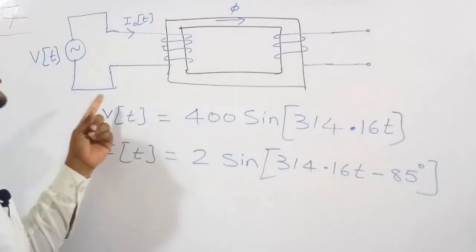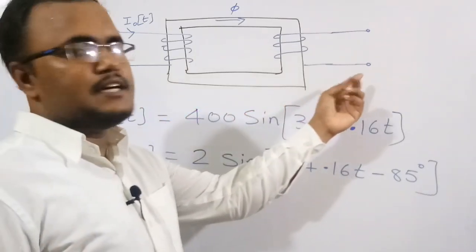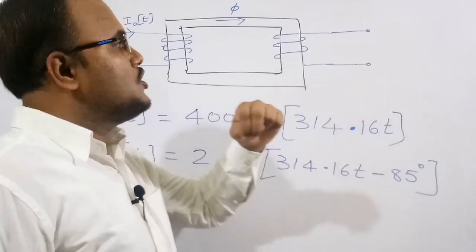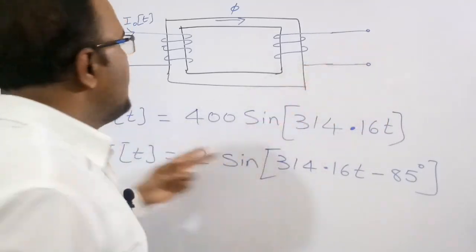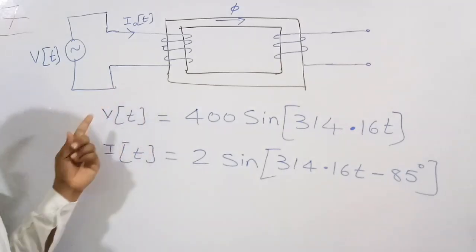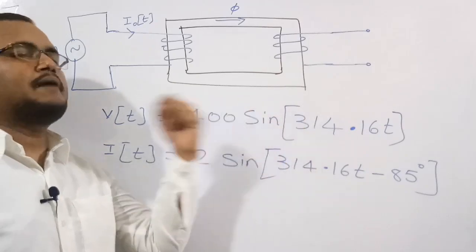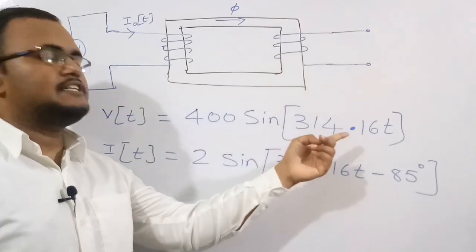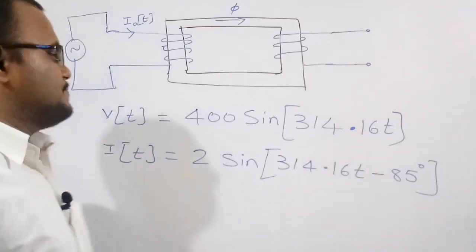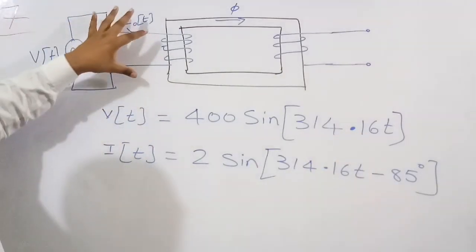So I have drawn the figure. If there is a transformer at no load condition, it means the load is not connected across the secondary side. Therefore this is an open circuit. Now there is a supply voltage which is connected to the primary side. The expression of the voltage is 400 sin 314.16 t, where omega is equal to 314.16. Here the primary is a closed circuit, right?